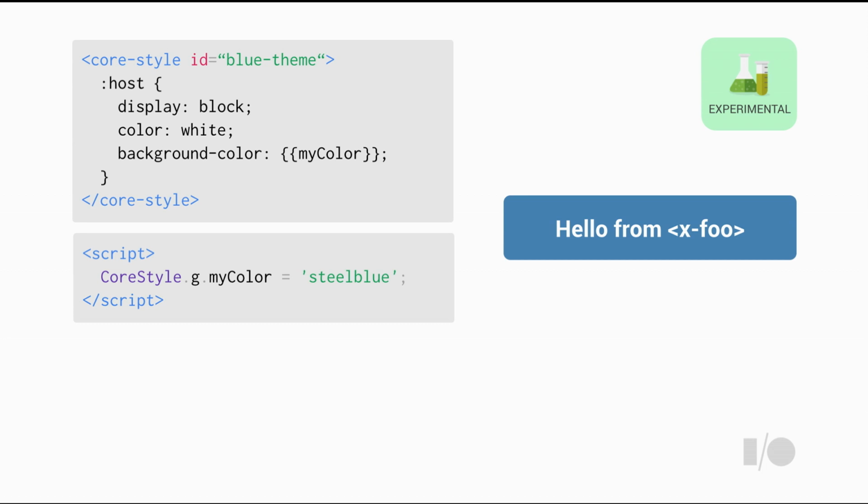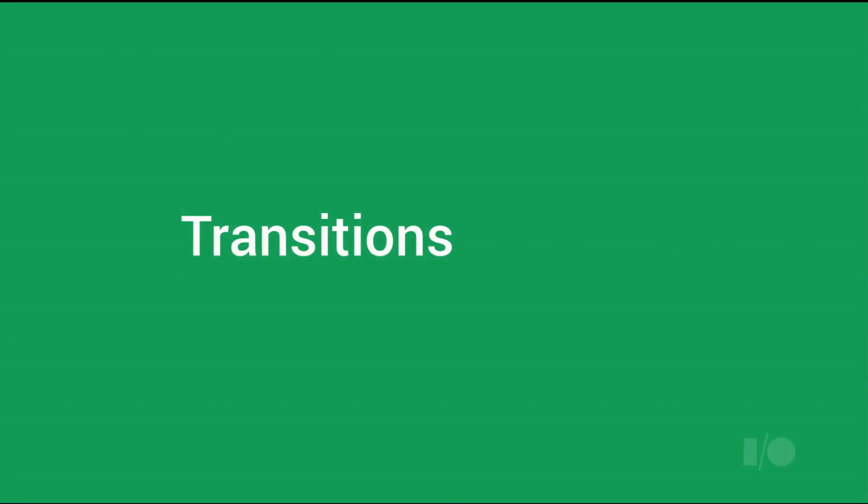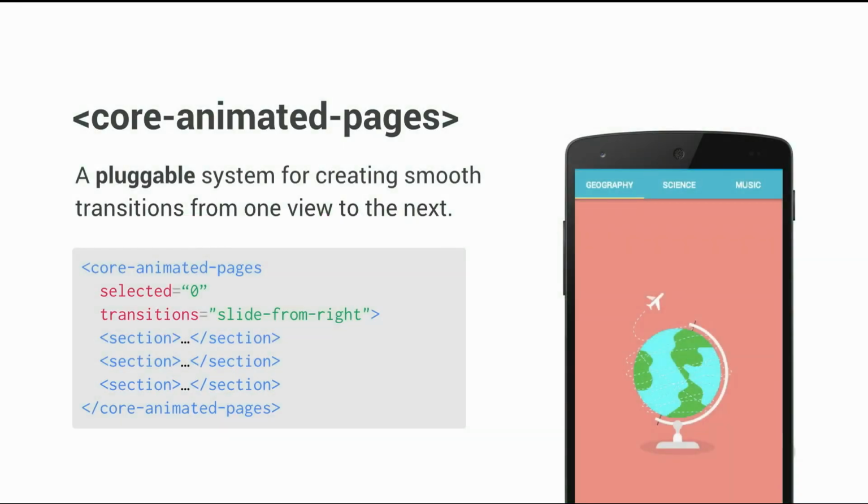It's all still sort of exploratory, but I'm excited by where this is heading. I think we're definitely getting there. The last thing I want to touch on are transitions. How do I move from one state of my application to the next? And we've been doing some work here as well.